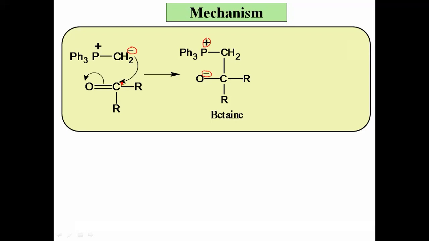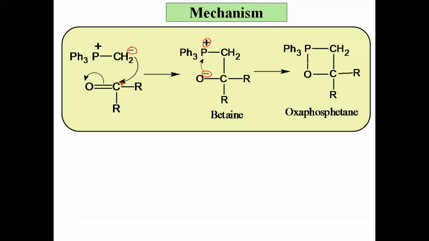Therefore, this electron pair forms a bond with phosphorus and we get the four-membered cyclic compound. Here this negative charge electron pair forms a bond between oxygen and phosphorus, and we get the four-membered cyclic compound. This is the new bond between phosphorus and oxygen, and this cyclic compound is called oxaphosphetane. Thus, in the second step we have a cyclic compound called oxaphosphetane.